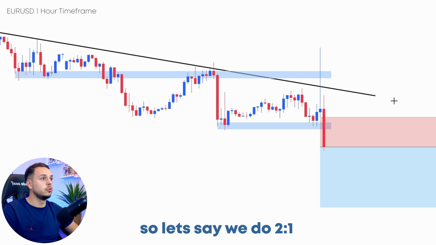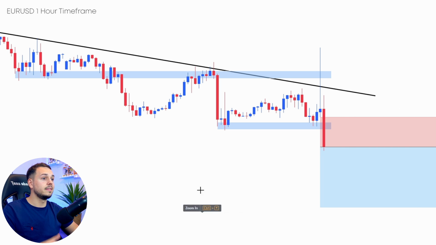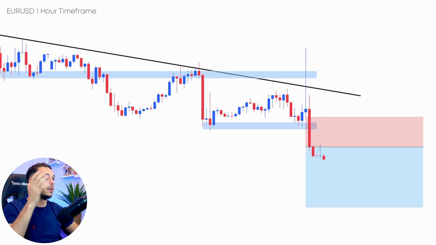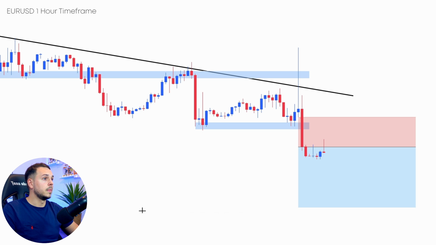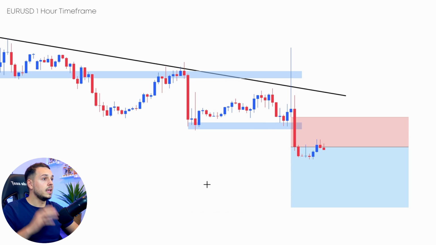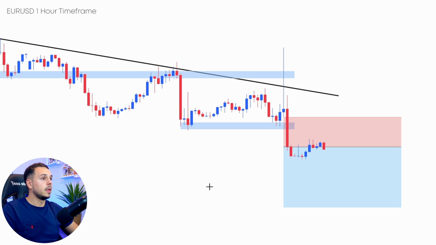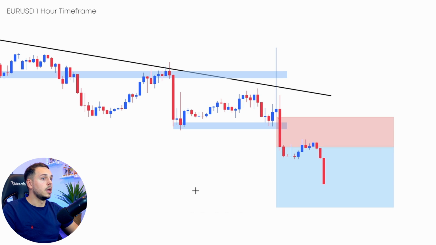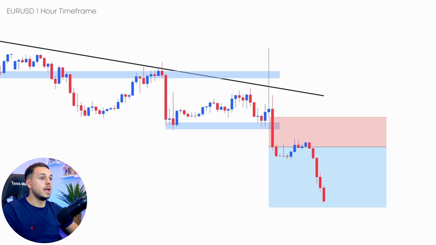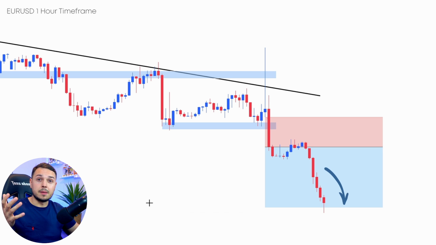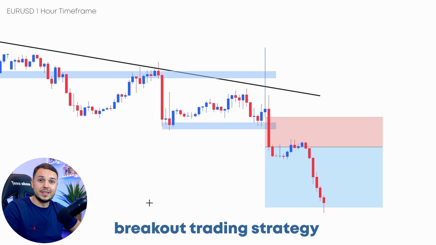So let's say we do 2-to-1 for this example, and let's see where the market takes us after this breakout. And look at this, it dips down nicely, has a little pullback, and can we get a nice trade towards the downside? And there we go. And we reach our take profit level very nicely with a nice breakout trading strategy.